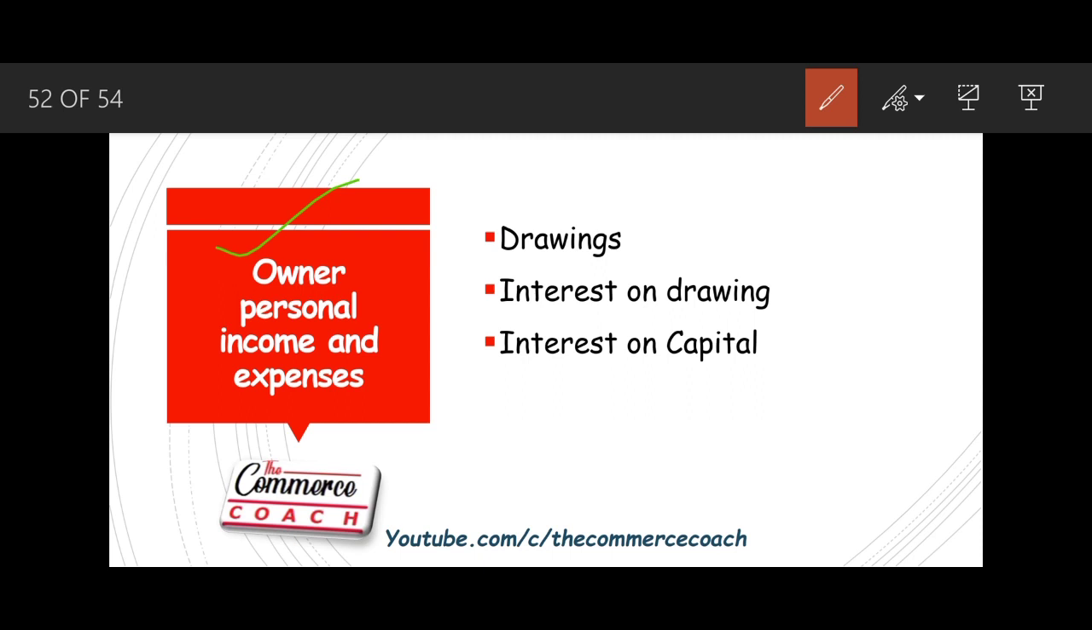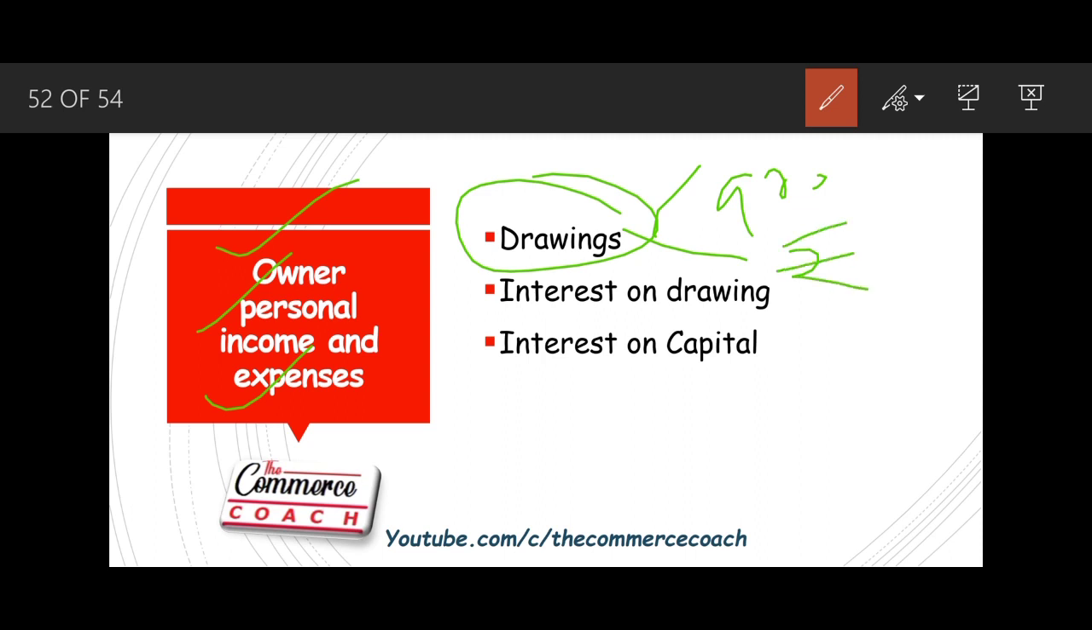Now, owner personal income and expenses. So we will also exclude owner personal income and expenses. So we will be excluding drawing if he has taken the drawing for goods or for the amount. We will also exclude interest on drawing. If we are excluding the drawing part, then how would we charge the interest on drawing? We will also be excluding interest on capital.